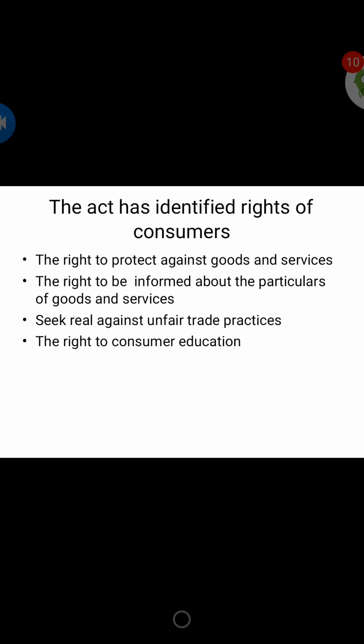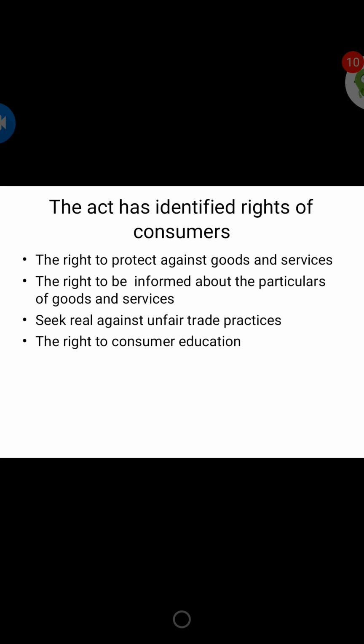The next is the act has identified the rights of consumers. First, it says the right to be protected against goods and services. You are going to protect the consumer against those goods and services produced by the company which cause harm to the life and property of the consumer. Such things are called harmful products. To protect the consumer against such products, this act was passed.